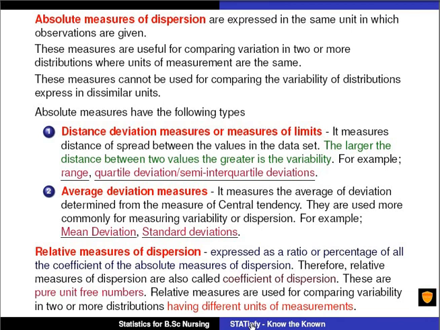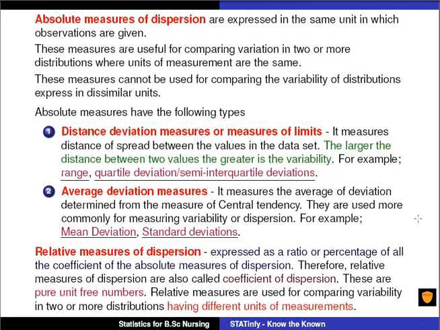And absolute measures of dispersion have two types. The first one is distance deviation measures, or measures of limit, and the second one is average deviation measures. So what are distance deviation measures? They measure the distance of the spread between the values in the data set. They measure the distance from observation to observation, you can say.